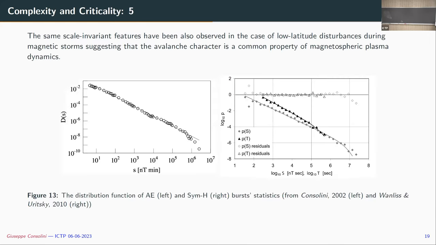This is another example, for the auroral AE index. This is what occurs in magnetic storms, for the low latitude geomagnetic index. So the behavior is similar. Now, what is the origin of this scale invariant behavior?